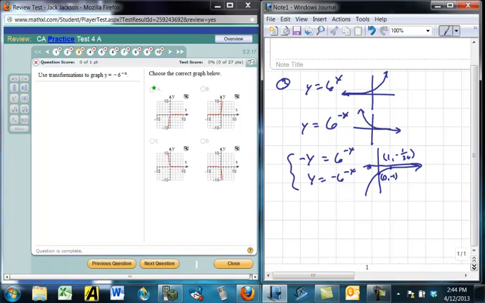And let's try negative 1. The opposite of negative 1 is 1. 6 to the 1 is 6. The opposite of that is negative 6. So here we have negative 1, negative 6. So it checks out with what we have on graph A.